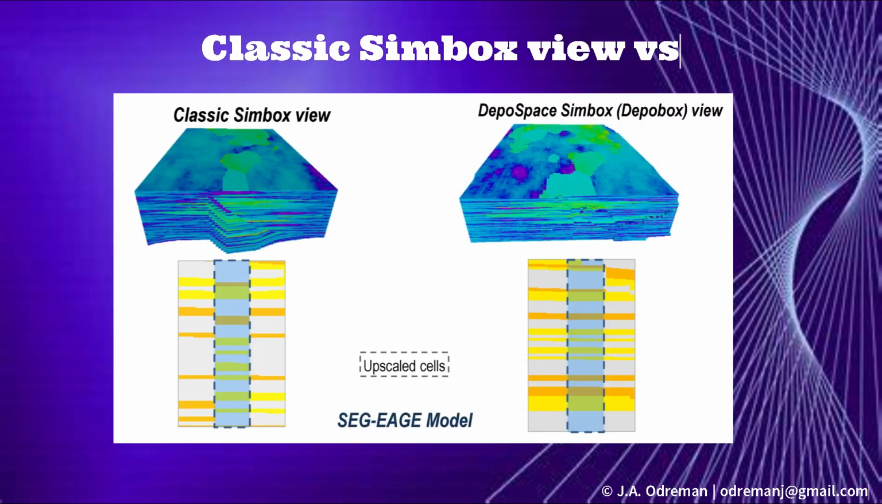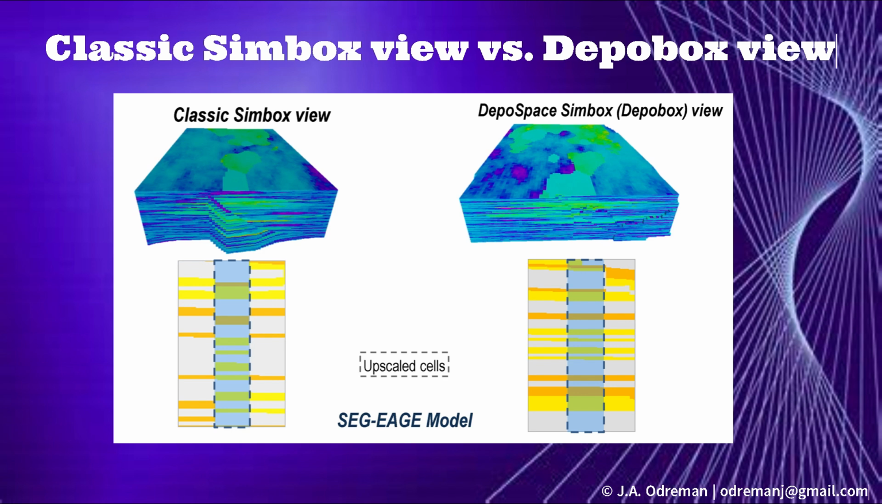The image compares the classic SymBox view with the depot box view in the context of geological modeling. In the classic SymBox view, left, we see the present-day, deformed state of the subsurface layers, reflecting how they have been shaped by tectonic forces over time. This view is useful for understanding the current structure of the geological layers, but shows a more complex and distorted arrangement due to geological processes.